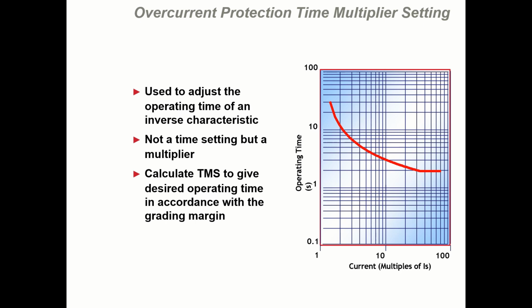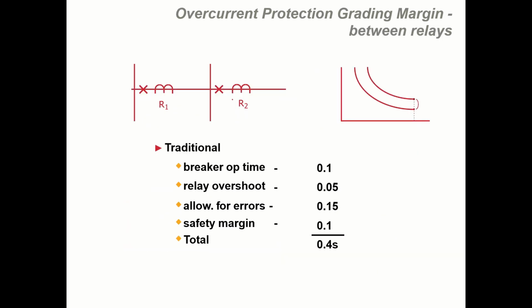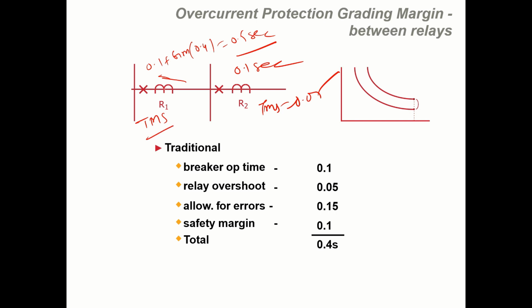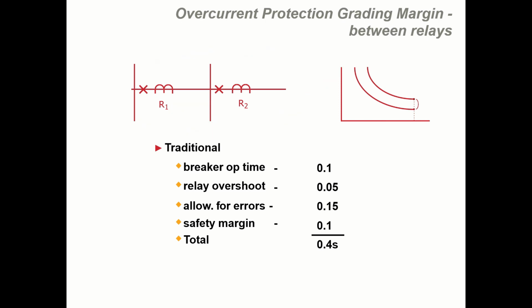For example, for the same condition, suppose this relay has a time of operation of 1 second with a TMS of suppose 0.05. Now, if this relay's operating time comes out to be 0.1 plus a grading margin of suppose 0.4, this relay comes out to 0.5 seconds. So now basically what is TMS? TMS is a multiplier setting that we have to select in such a way that the operating time of this relay comes out to 0.5 second with a standard inverse characteristic.